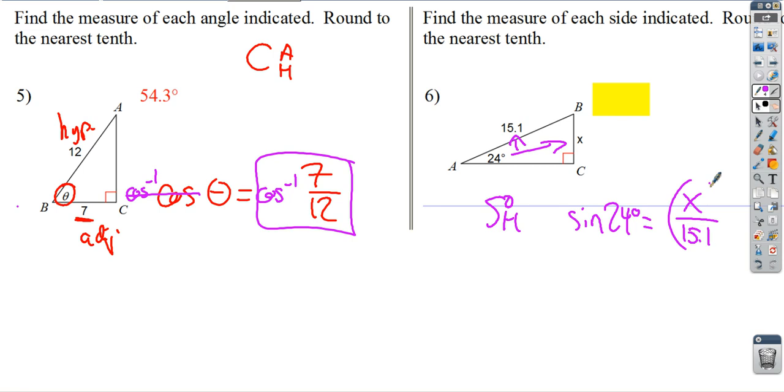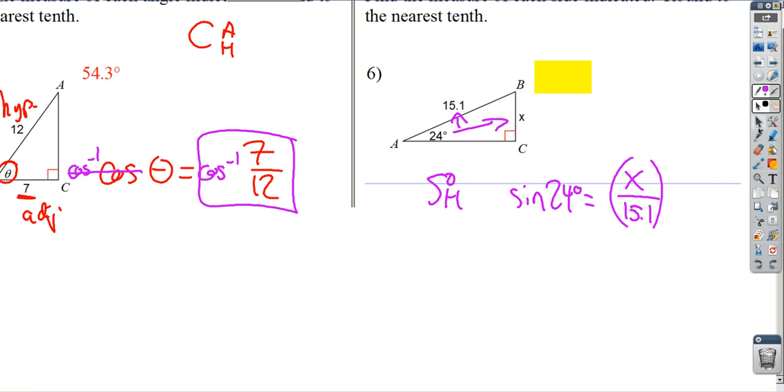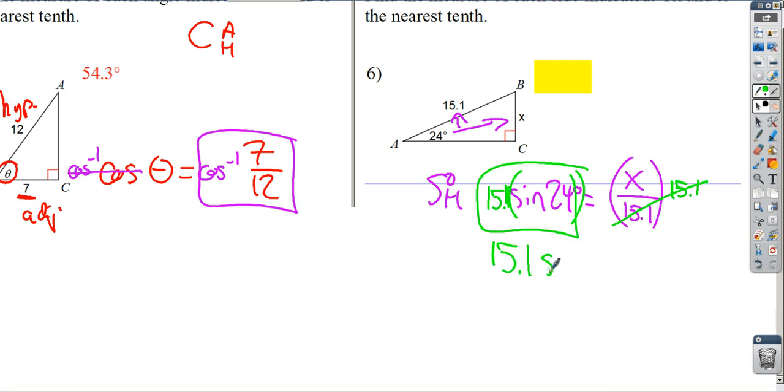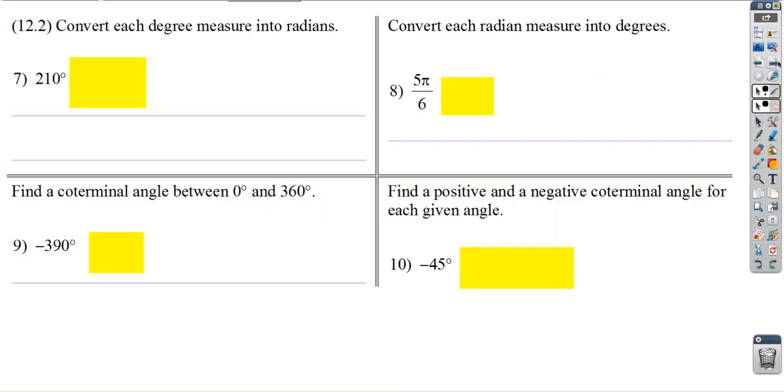We want to solve for x, so we see what's being done to it and do the opposite. Right now it's being divided by 15.1, so we're going to multiply by 15.1, which means we do the same to this side. And when you put this in a calculator, that's 15.1 times the sine of 24 degrees should give you that number right there. And it's a good check to make sure this number is smaller than the hypotenuse. If you had gotten a number bigger than 15, you know something went wrong, because the hypotenuse is always the longest side.